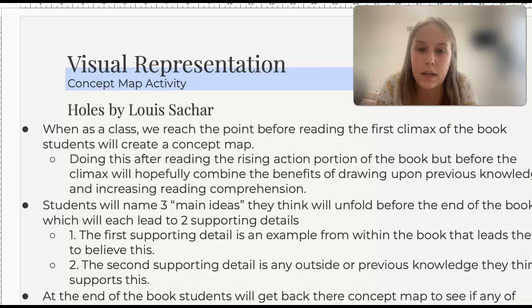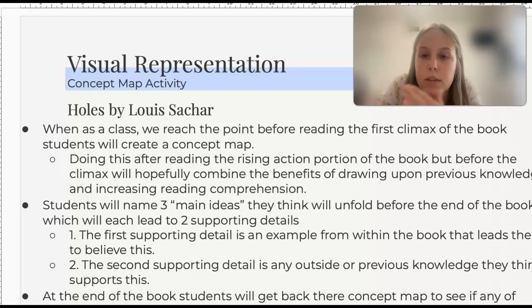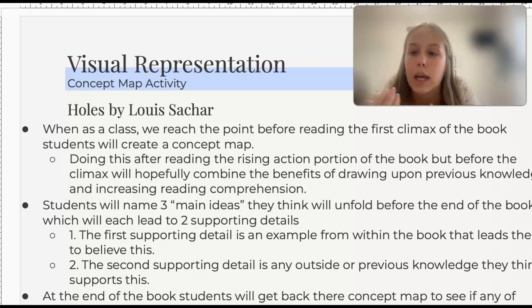So for my activity, the concept map activity, I'm looking at about a 4th grade classroom reading Holes by Louis Sachar. As a class, when we reach the point before reading the first climax of the book, students will create their concept map then. Doing this after reading the rising action, the first chapters of the book, but before the climax, will hopefully combine the benefits of drawing upon previous knowledge and increasing some of that reading comprehension.